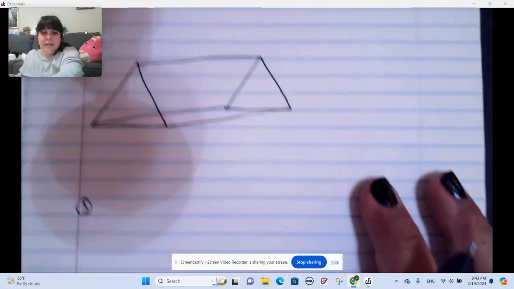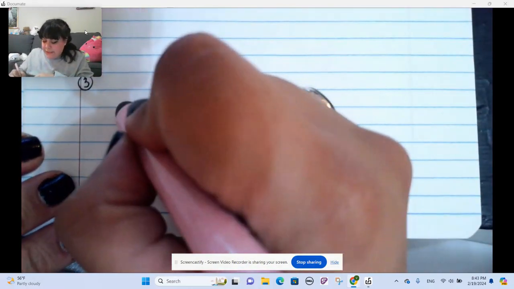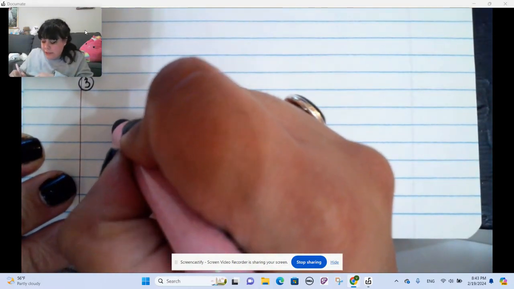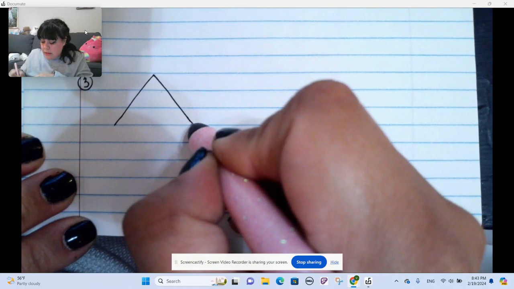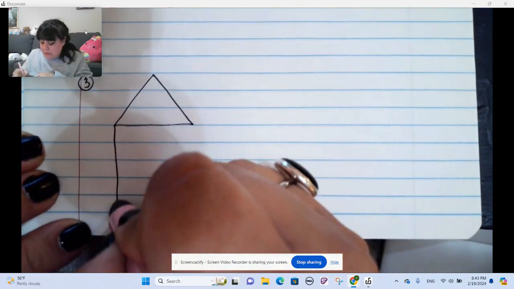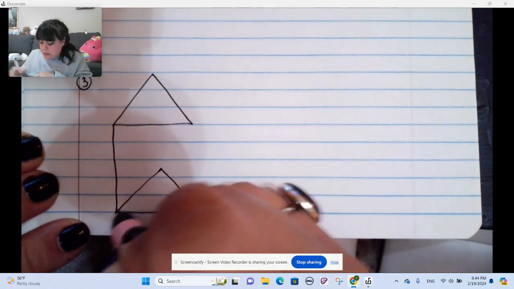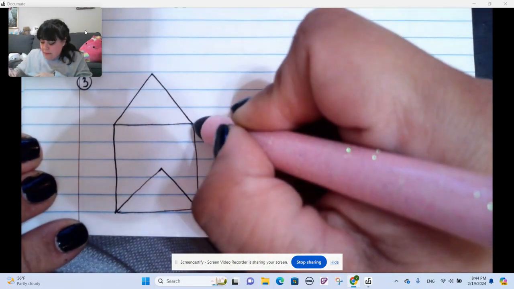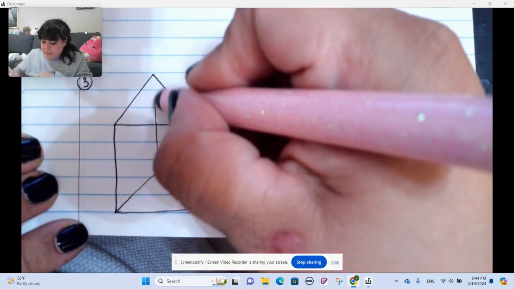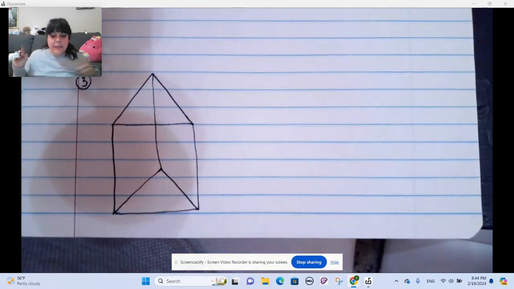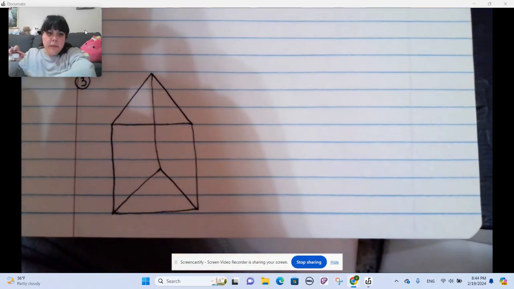Okay, my last one. It's gonna be like the first one. So I'm gonna draw a triangle, draw a line down, another triangle, line up, and the top. Okay, so there are my three prisms.